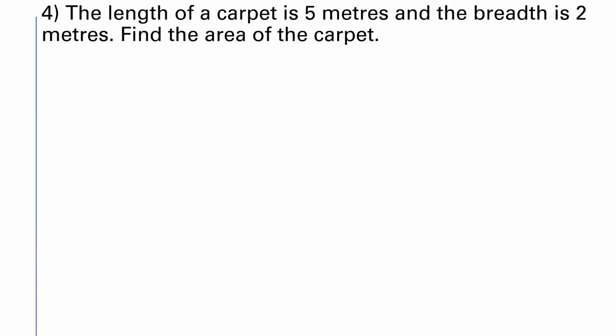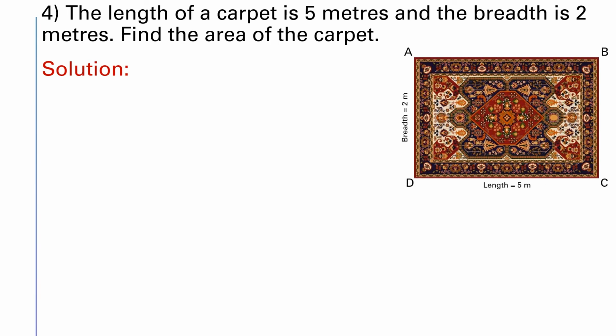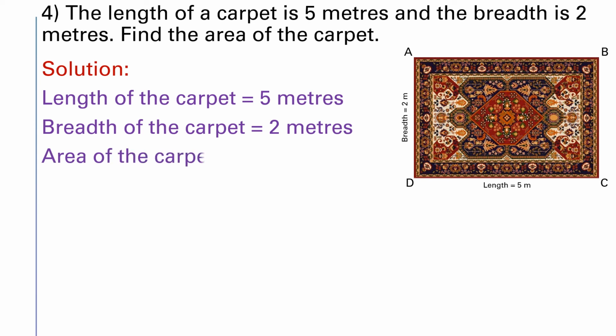Let's try another one. Question number 4. The length of a carpet is 5 meters and the breadth is 2 meters. Find the area of the carpet. Look, in this question, length and breadth are different. So the shape of the carpet is rectangle. Let's suppose ABCD is a carpet. Length of the carpet is equal to 5 meters and breadth of the carpet is equal to 2 meters. And area of the carpet we have to find out.